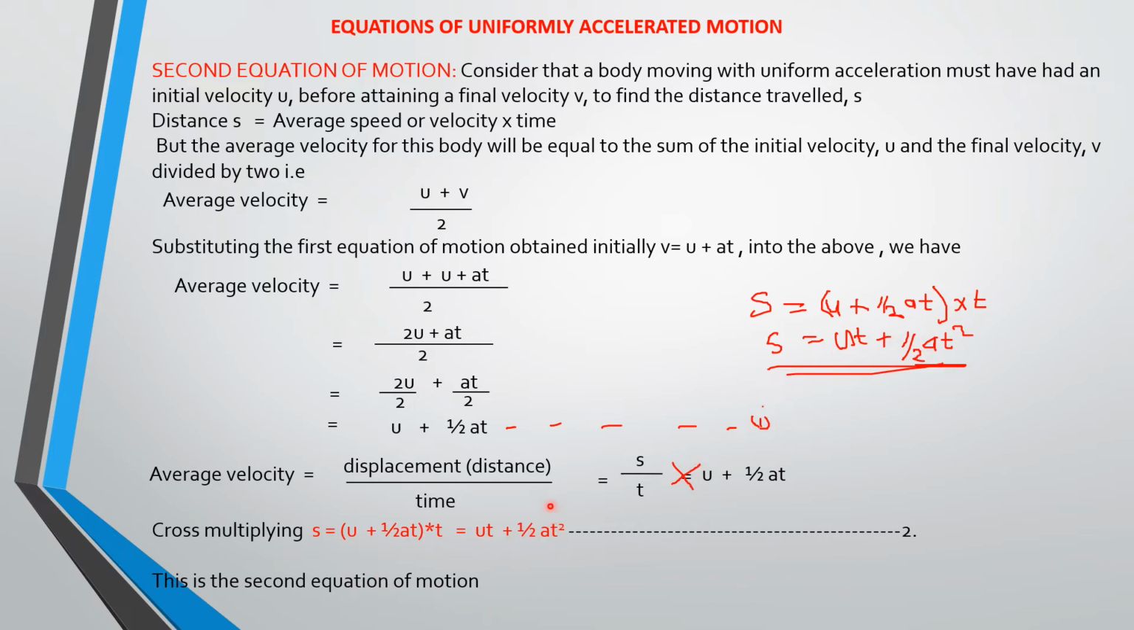Why you need to know how to derive this is that for some questions you will look at the variables that you are given so that you will know if you are looking for distance. So if you are given a question and you have acceleration and time on it, and maybe you also have initial velocity, and you're asked to find distance, then this is the equation that you should apply. So this is the second equation of motion.